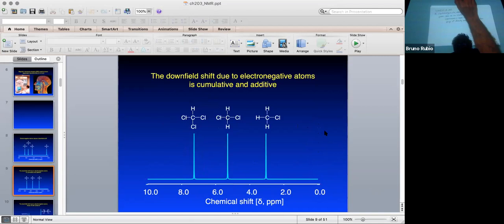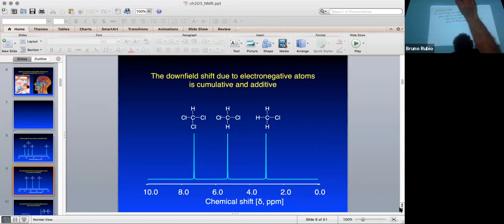So on this slide, what we see here are the protons in chloromethane. So these protons are close to an electronegative chlorine. But now when we add a second electronegative atom, the peak goes even further downfield because there's more stripping of electron density away from the proton. And when we add a third chlorine atom, the peak even goes further downfield to around 7 ppm. So the effect is also attenuated by how many electronegative atoms there are.